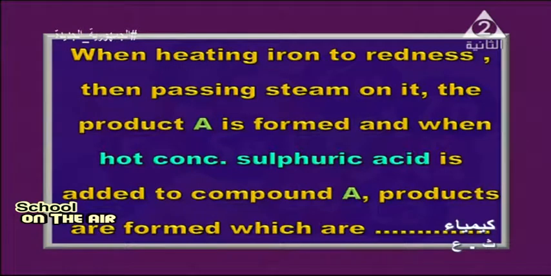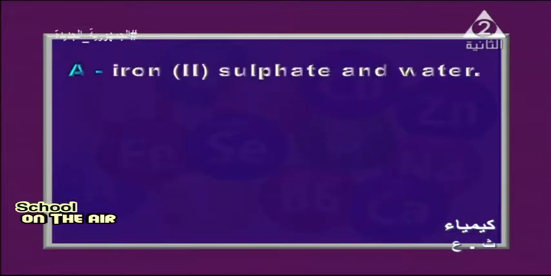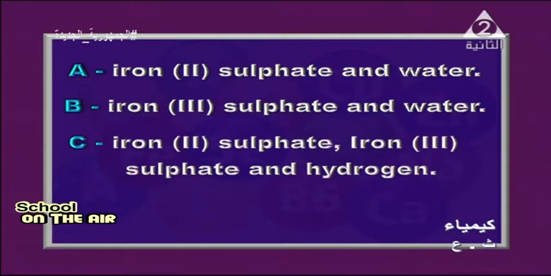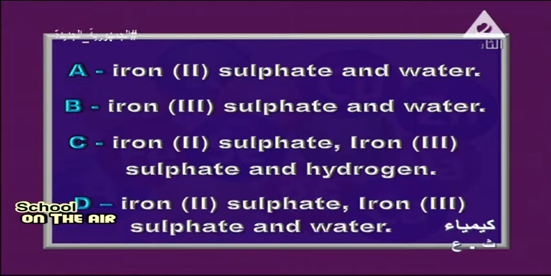Here, the next question. When heating iron to redness and then passing the steam on it, the product A is formed, and when hot concentrated sulfuric acid is added to compound A, products are formed, which are what? Iron 2 sulfate and water, iron 3 sulfate and water, iron 2 sulfate and iron 3 sulfate and hydrogen, iron 2 sulfate and iron 3 sulfate and water.